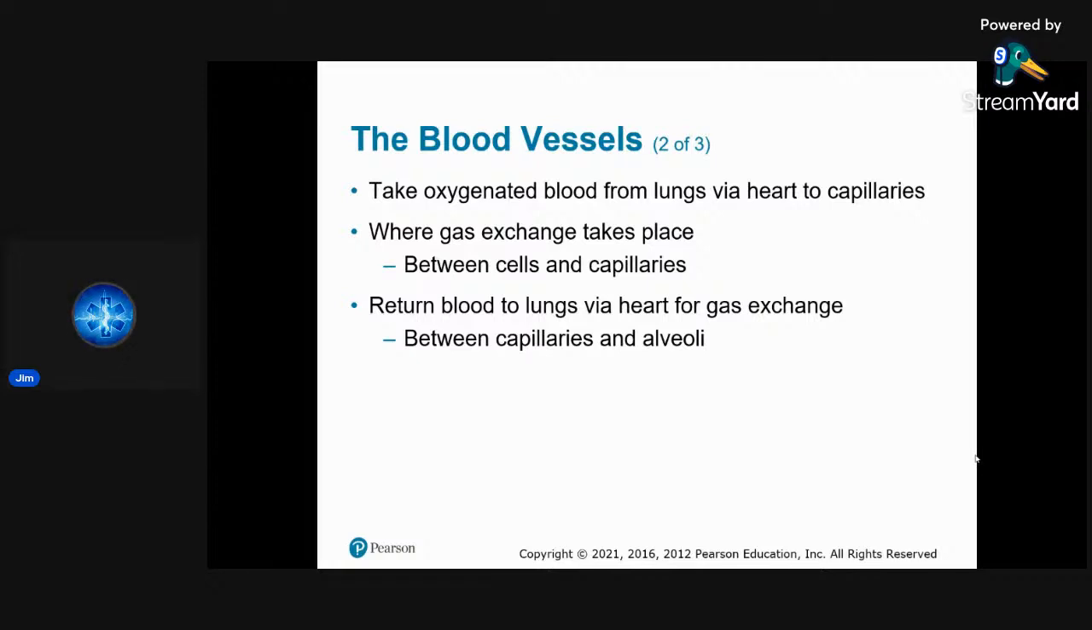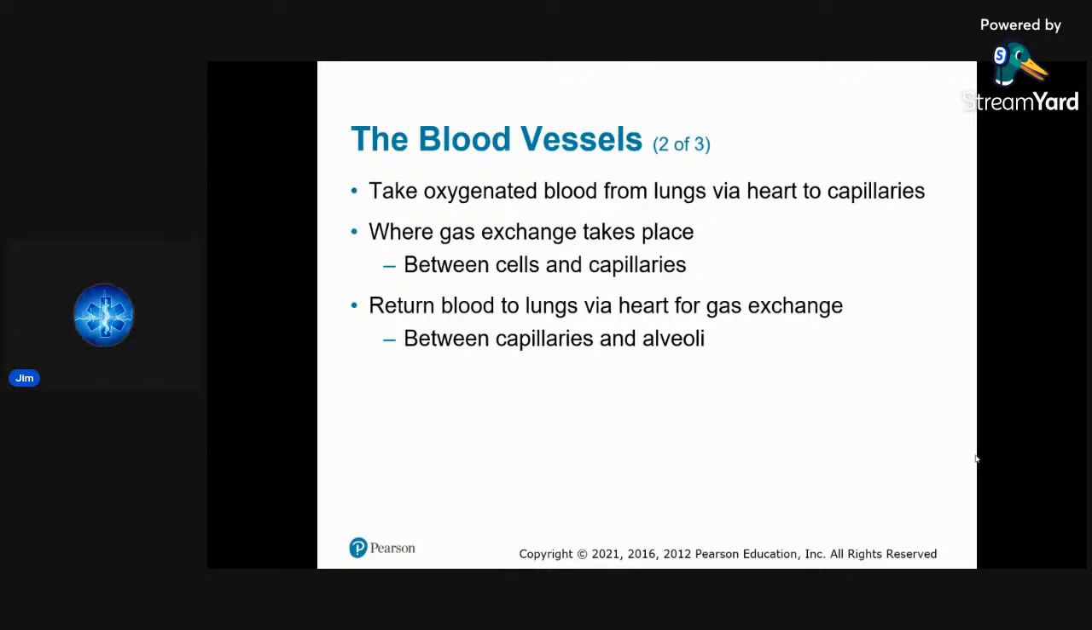The gas exchange will happen between the cell and capillaries. They have a really thin-walled membrane, and through the process of diffusion, where we go from a higher concentration to a lower one. So in the cell there is a lower concentration of oxygen but a higher concentration of CO2. So they'll diffuse across the membrane, and they'll equalize or level out.